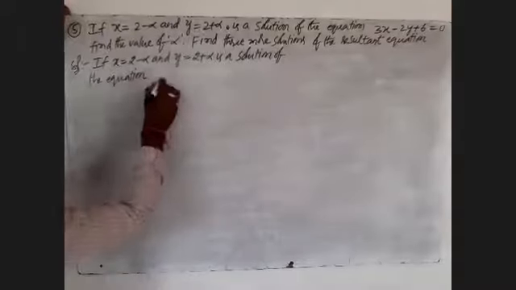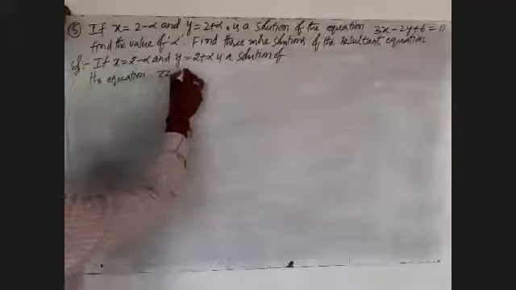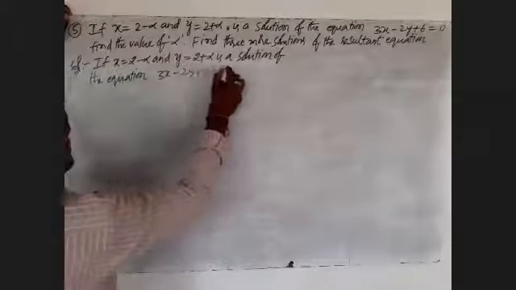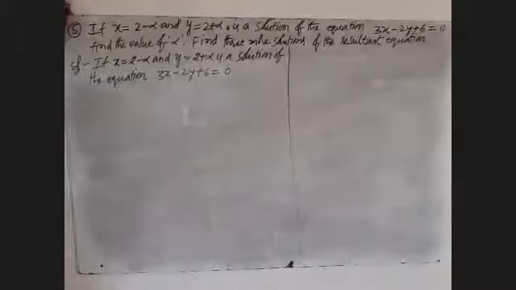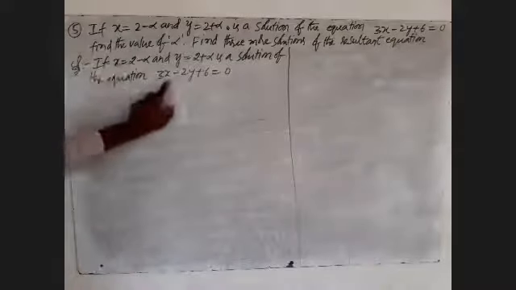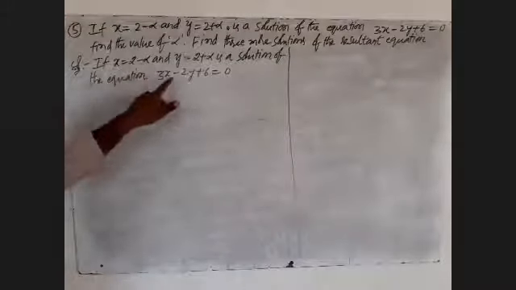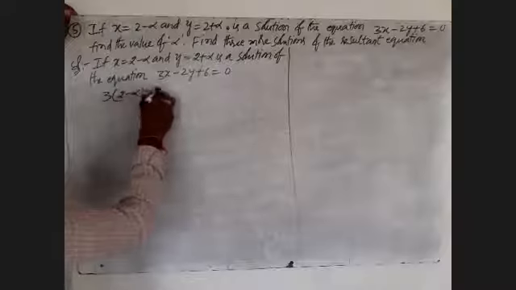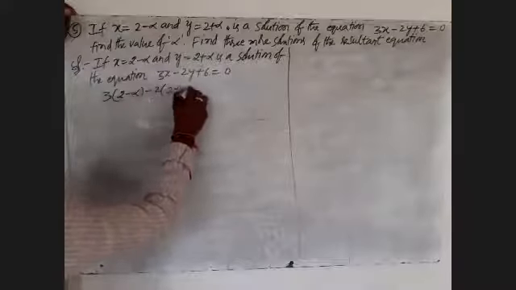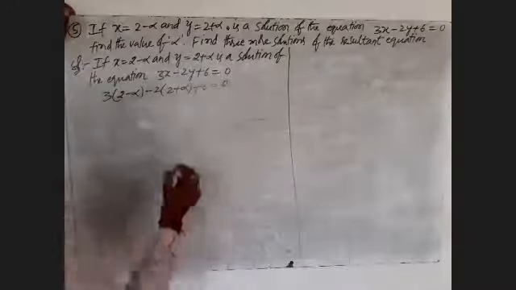What is the given equation here? 3x minus 2y plus 6 is equal to 0. For the solution of the equation 3x minus 2y plus 6 equals 0, I will take x as 2 minus alpha and y as 2 plus alpha in this given equation. I will write 3 into (2 minus alpha) minus 2 into (2 plus alpha) plus 6 will become 0.